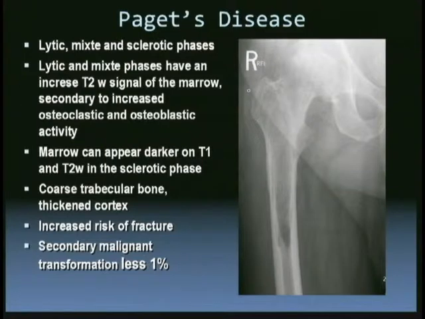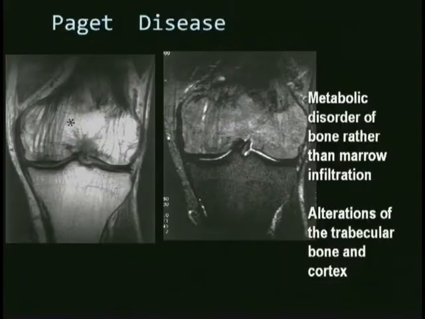So keep in mind that this can cause a confusing picture on MRI. It's very useful to have the plain film and to see that the patient has some Paget's disease underlying that, because it's not always very obvious on the MRI. The patients with Paget's disease are at risk of fracture because the bone is weaker, and sarcomatous transformation in less than 1% of cases.